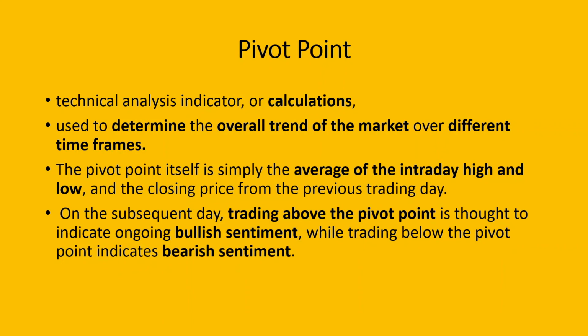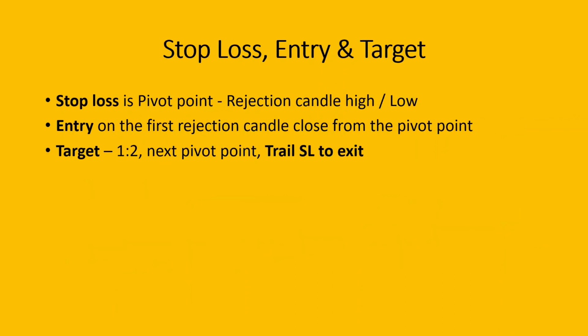So we would be looking at a rejection at the resistance, that's above the pivot points. If there is a pivot point, we want our price to reject from the pivot point. First we see a rejection candle at the pivot point. Above it would be the stop loss. We will try to have a very small stop loss. Entry is on the first rejection candle close from the pivot point.